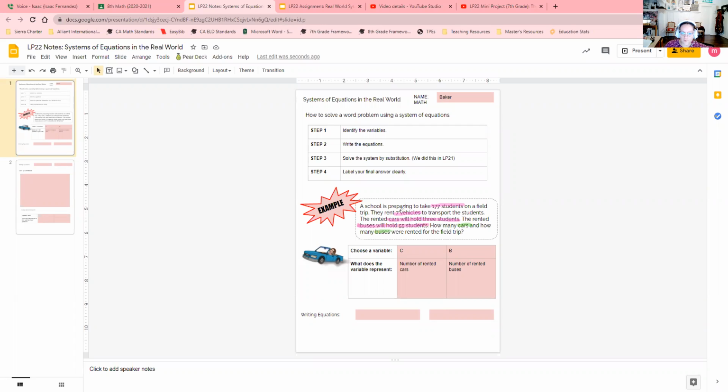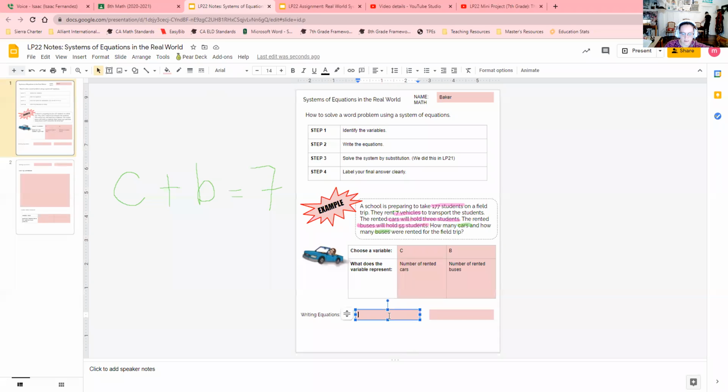The first piece of information is that we are getting 7 total vehicles. So all of the cars and all of the buses are going to equal a total of 7. And there is our first equation. C plus B equals 7. So 7 total vehicles.